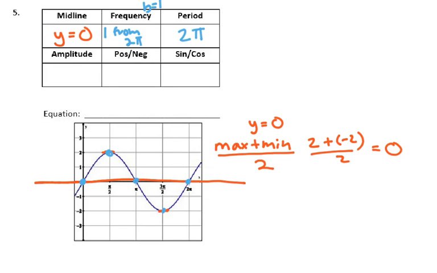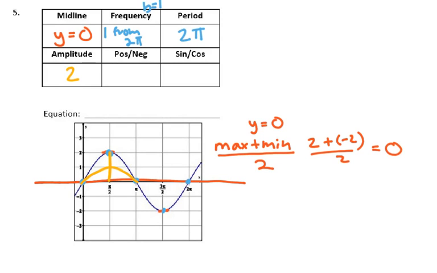For my amplitude, I'm looking at the height of the graph. And from here, I can see the height of the graph has changed from its parent function. Usually for a basic curve, it just kind of goes up to 1 and then comes down. In this one, we're going all the way up to 2. So that's going to give me a height of 2 or an amplitude of 2 for my graph.